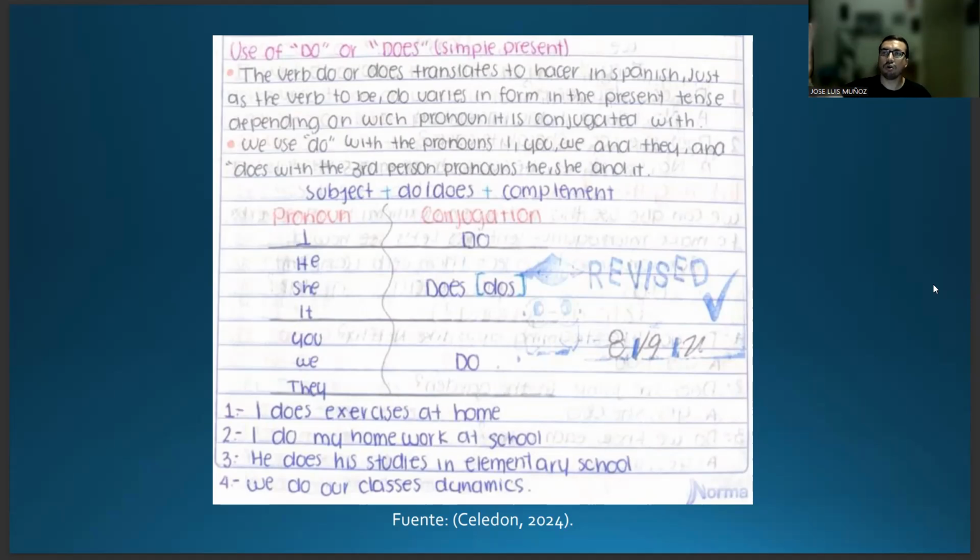We have four examples here. Number one, he does exercises at home. Then we have I do my homework at school. Number three, he does his studies in elementary school. And number four, we do our classes dynamics, or we do our dynamic classes.